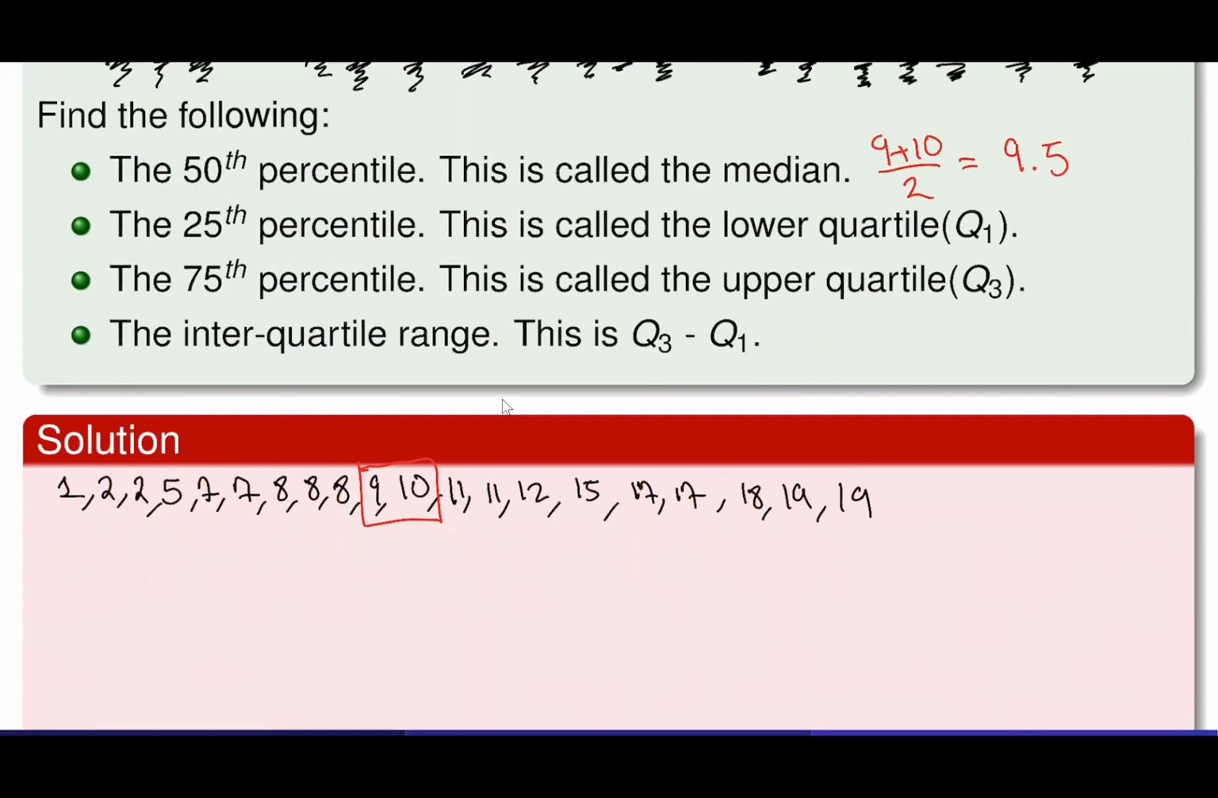But that shouldn't be anything new because we already knew how to find the median from the last class. So what we're gonna do right now is break up our data set into 2 different halves. You're gonna have the lower half, which has the lower numbers, and you're gonna have the upper half, which has the bigger numbers.